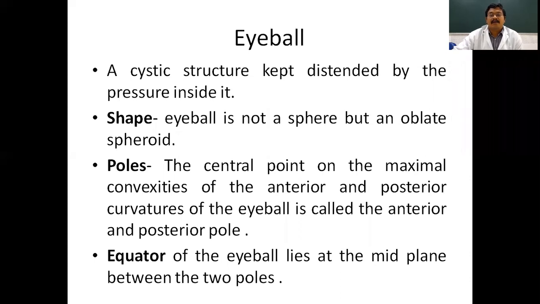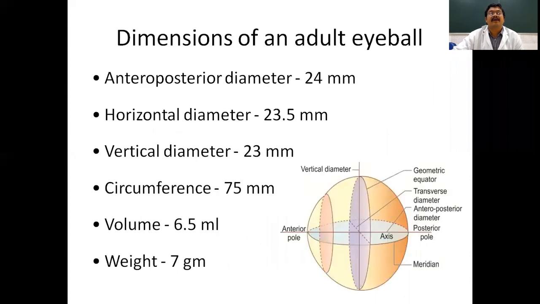The shape of the eyeball is cystic, an oblong spheroid. It is not a true sphere because the vertical diameter is less than the horizontal diameter. It has two poles, the north pole and the south pole. The center points on the maximal convexity of the anterior and posterior curvatures are called the anterior pole and the posterior pole respectively. The equator lies in the midplane between the two poles.